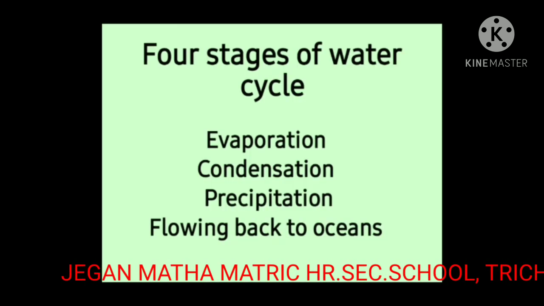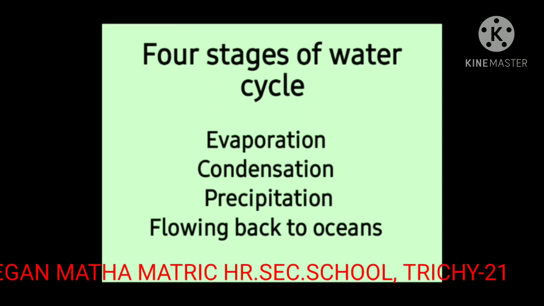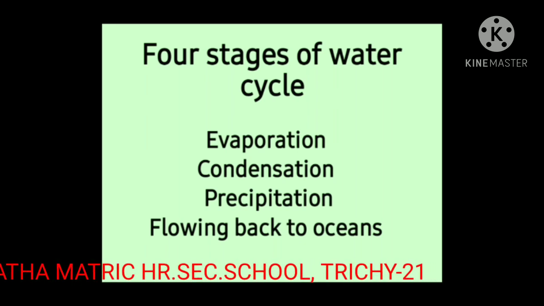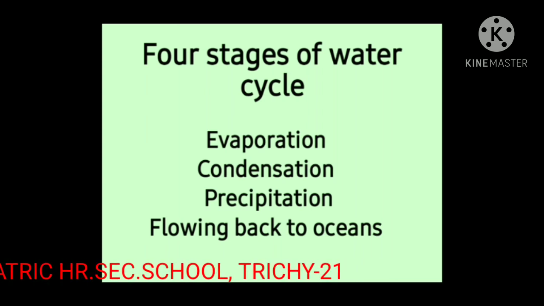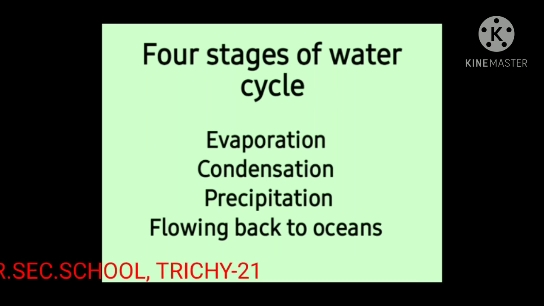Again, let us recall what are the 4 stages of water cycle. Evaporation, which means water evaporates under the sun's heat. The second stage, condensation, water condenses in the atmosphere to form clouds. The third stage, precipitation, water is released from the clouds as rain. And the fourth stage, collection, which means water is collected and held in different areas.